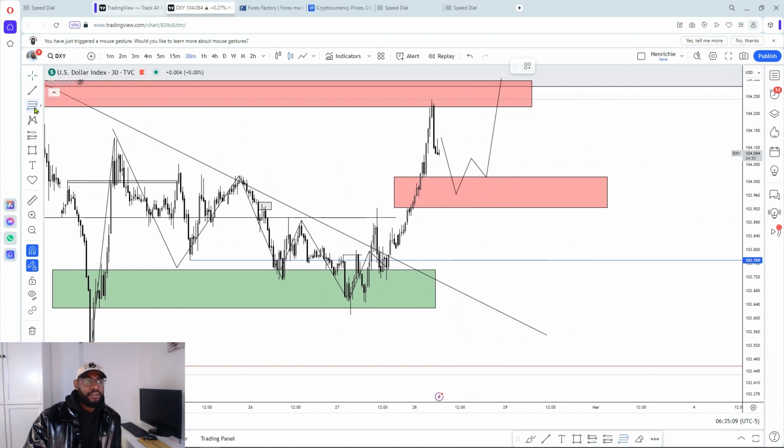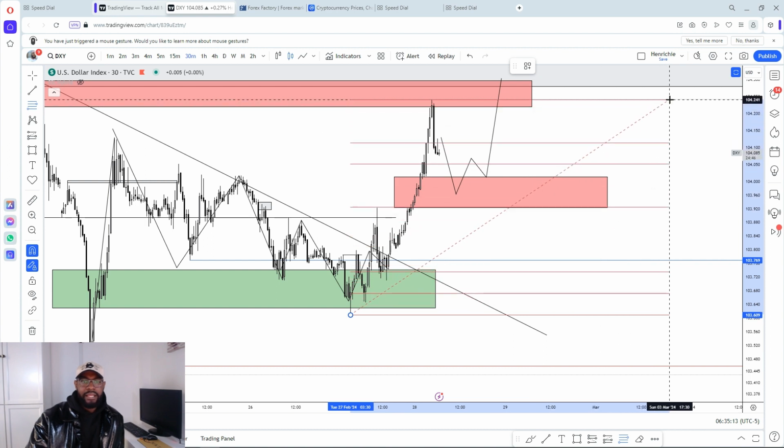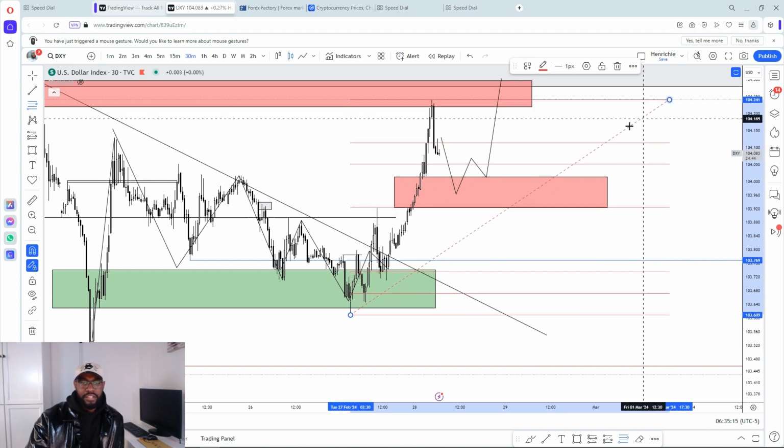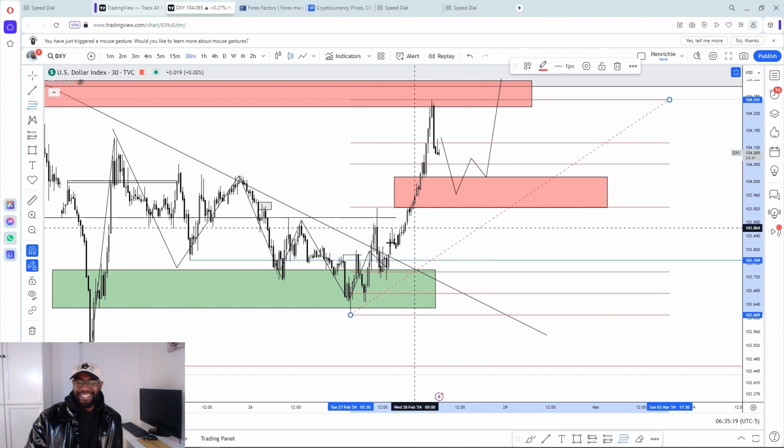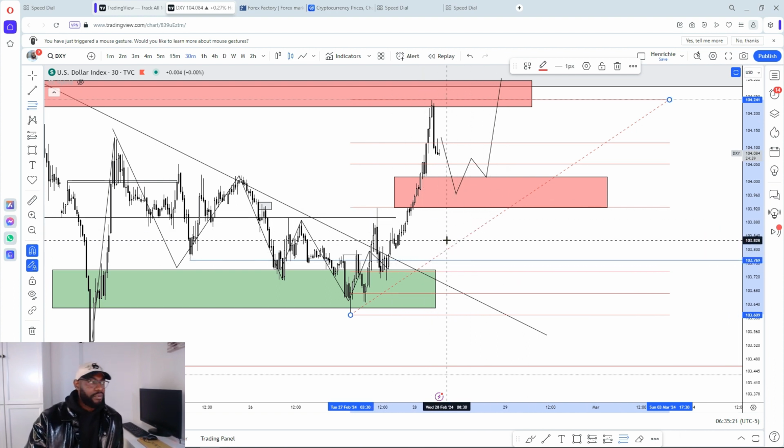Now we can try using our Fibonacci to see what it looks like as well from the low to the high right here. And using our Fibonacci, it's showing us that this is the extreme, this is the discount position right now.